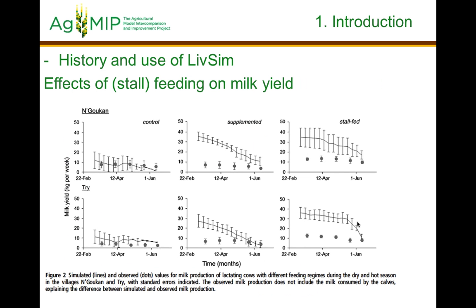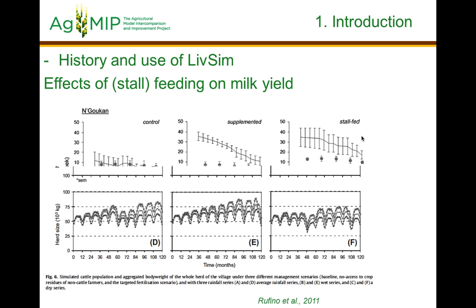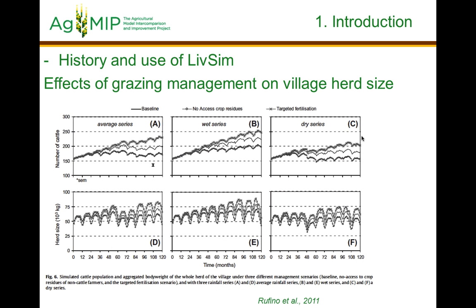Okay, another application is this one, where we look at different feeding practices on milk yield. Apart from body weight, of course, milk production is an important output of livestock keeping. Here the farmer control, in which cattle are just roaming around, is compared with a scenario in which the cows are fed with supplementary feed to fill the feed gaps, and then a third more optimal scenario in which the cows are kept in a stable and fed a very good diet.